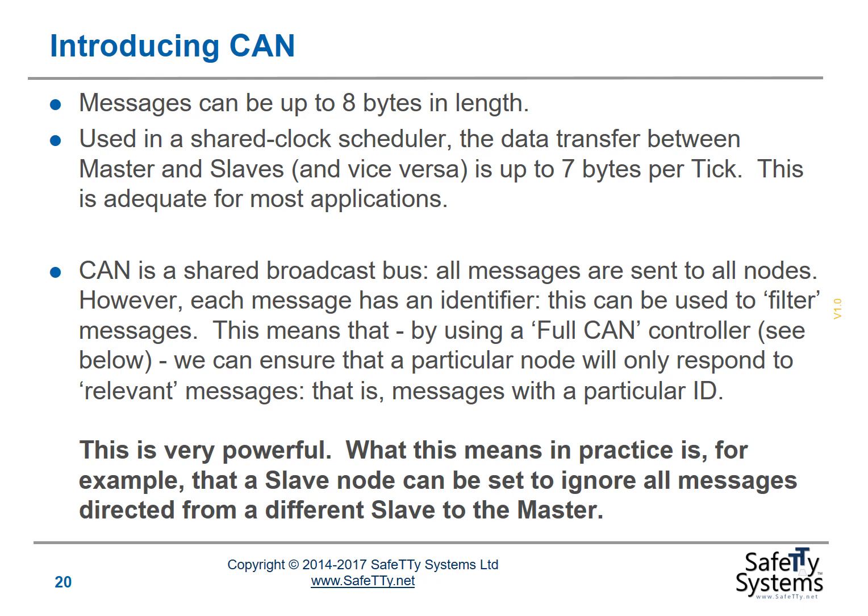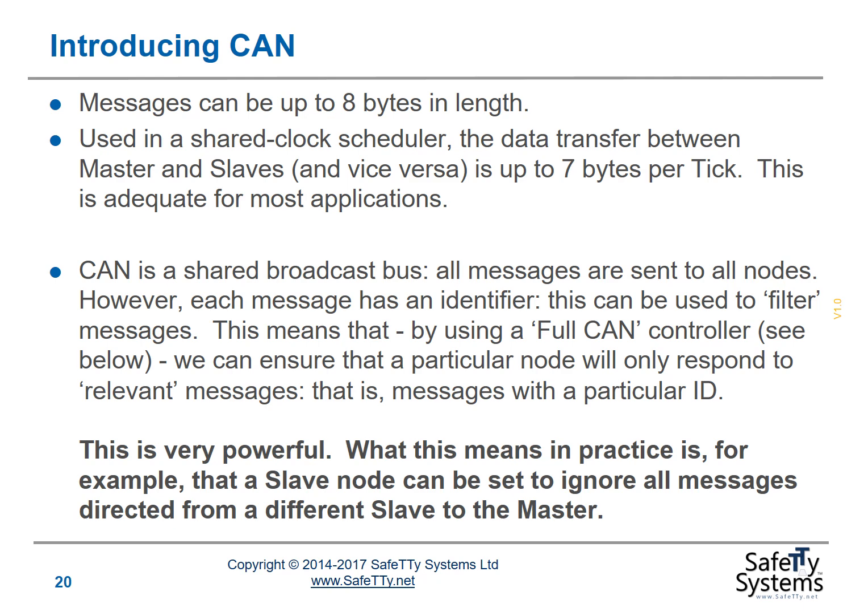CAN is a shared broadcast bus. All messages are sent to all nodes. However, each message has an identifier. This can be used to filter the messages. This means that by using a full CAN controller, we can ensure that a particular node will only respond to relevant messages, that is, messages with a particular ID.